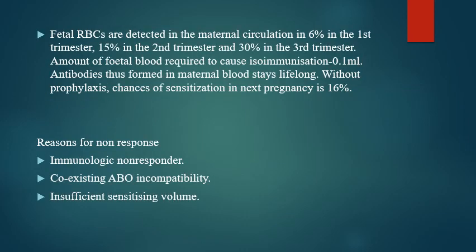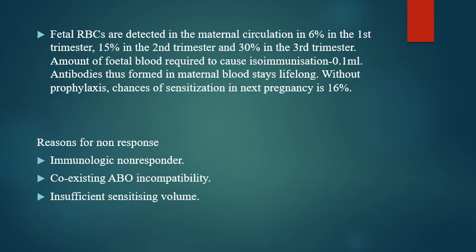Fetal RBCs are detected in the maternal circulation in 6% in the first trimester, 15% in the second trimester, and 30% in the third trimester. The amount of fetal blood required to cause isoimmunization is as less as 0.1 ml. Antibodies once formed remain in the maternal blood lifelong. Without prophylaxis, the chance of sensitization in next pregnancy is 16%.